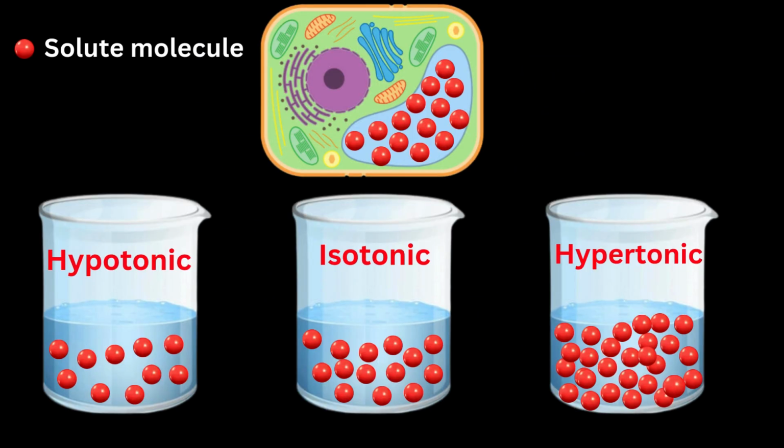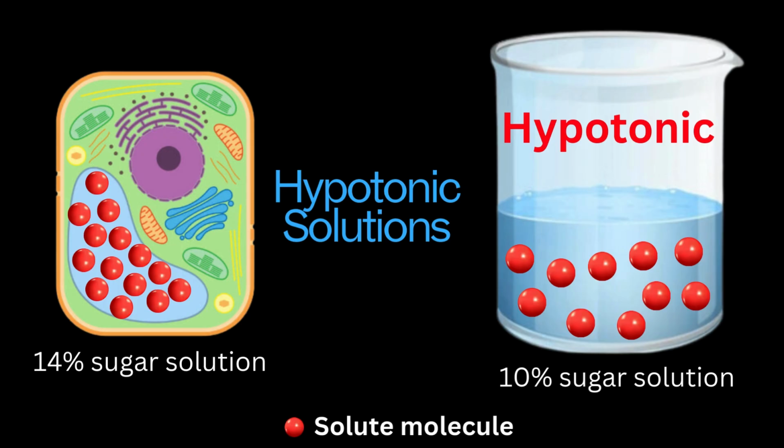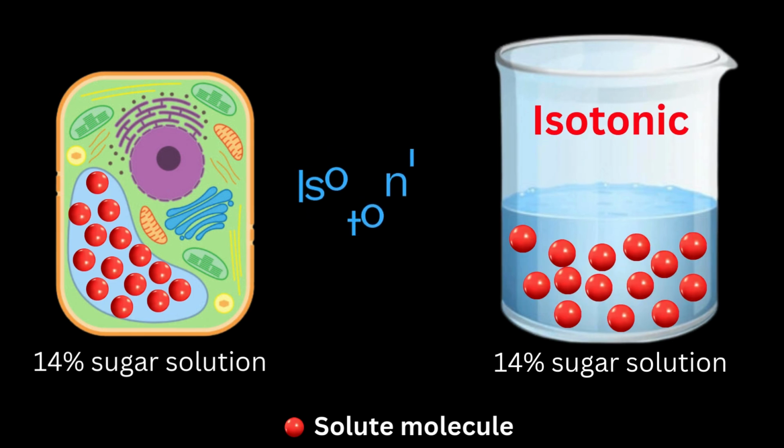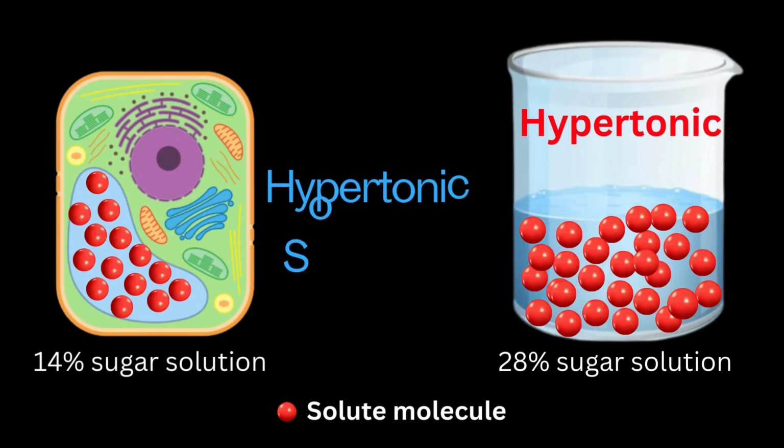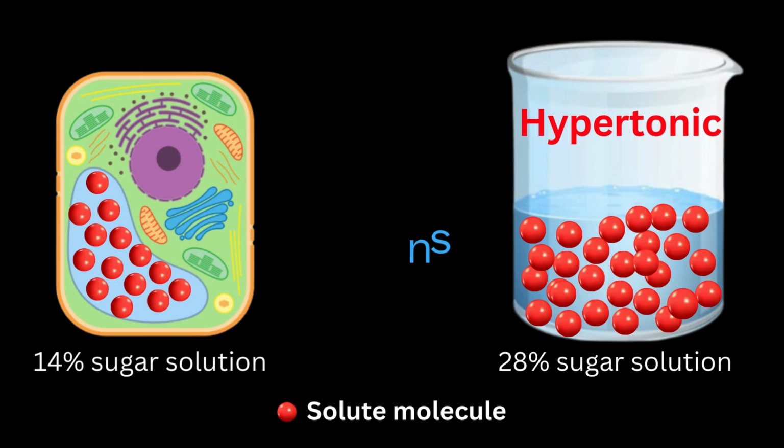When discussing osmosis, it's important to understand three types of solutions. 1. Hypotonic solution. A solution with a lower solute concentration than the cell's internal environment. 2. Isotonic solution. A solution with the same solute concentration as the cell's internal environment. 3. Hypertonic solution. A solution with a higher solute concentration than the cell's internal environment.